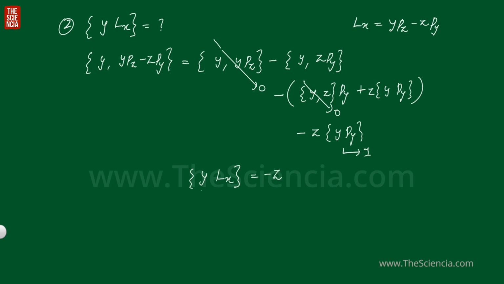Here you see this is y x. We know the cyclic order: x, y, z, again x. But here it is y x. It is reversed from the cyclic order, so there will be a minus sign. So this will be equal to minus z.